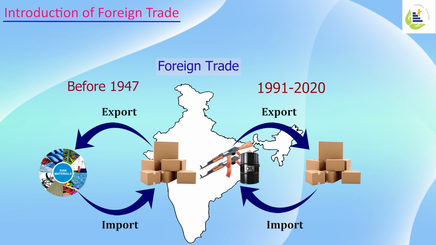So, in a nutshell, before 1947, most of India's foreign trade was colonial in nature. We were exporting raw materials and we were largely importing manufactured or finished goods from Britishers. This led to huge suffering for the local handicraft markets.